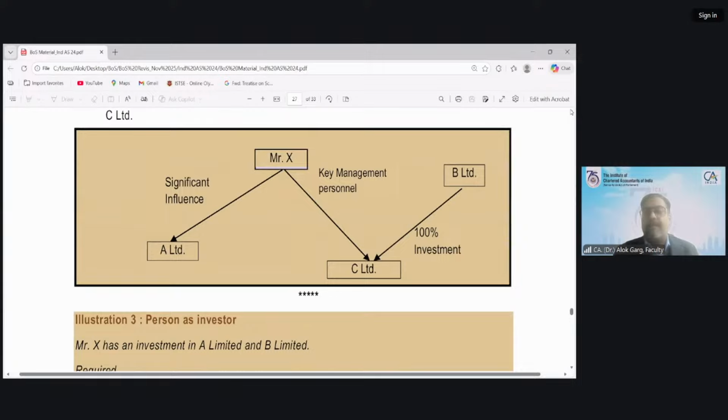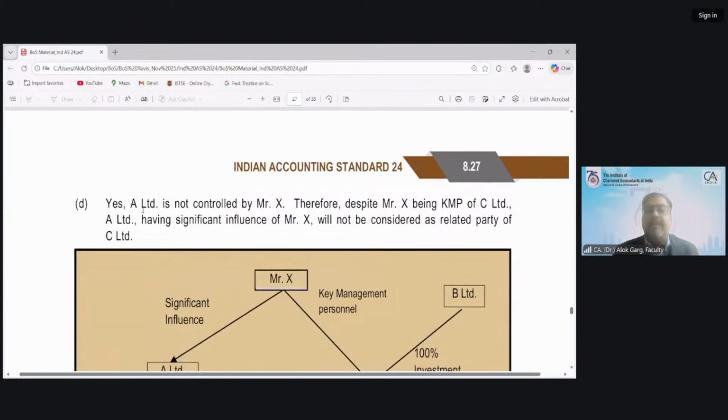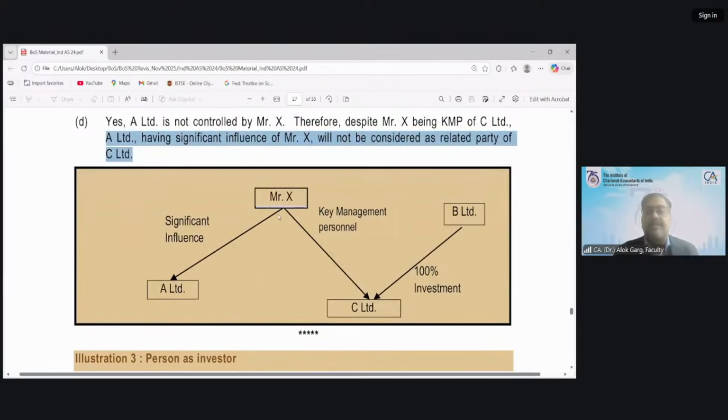A Limited is not controlled by Mr. X. Therefore, despite Mr. X being KMP of C Limited, A Limited having significant influence of Mr. X will not be considered as a related party of C Limited, right? If there is a control or joint control, it will be considered. But if one person has a significant influence, and that person is a KMP of the other entity also, then these two entities will not be considered as a related party.